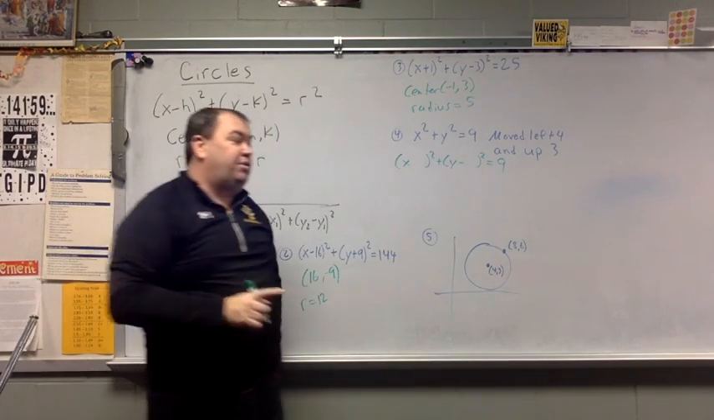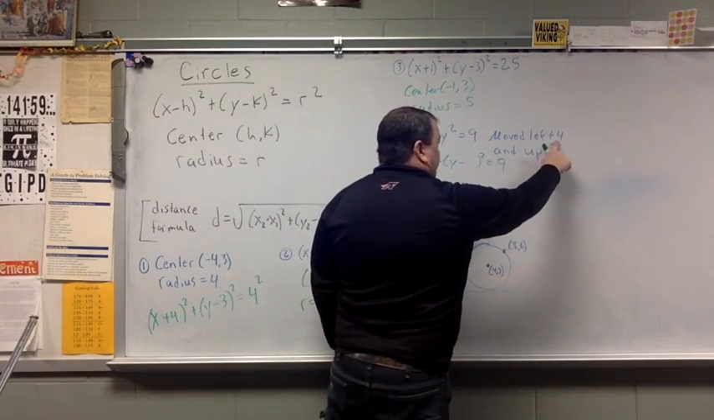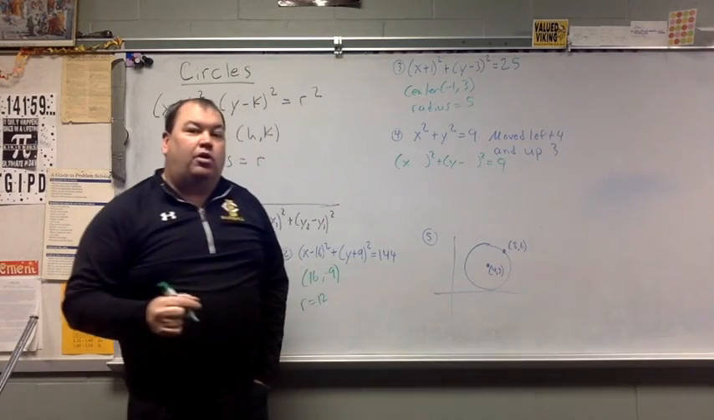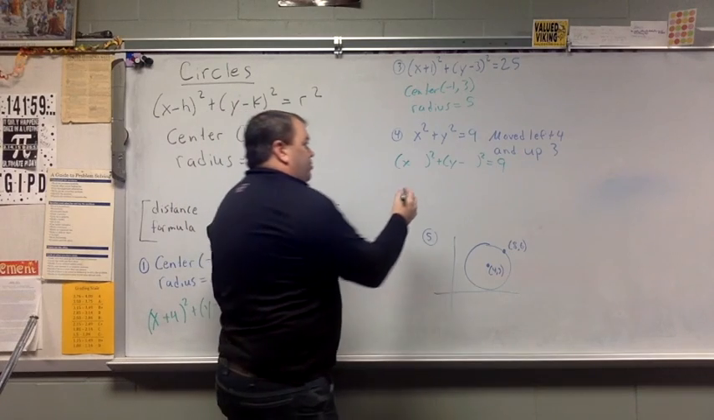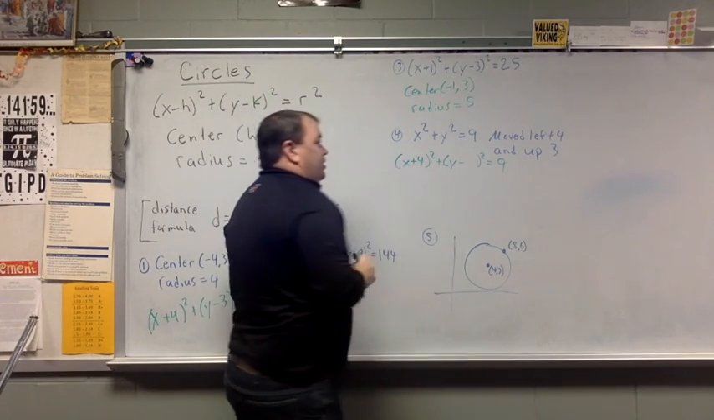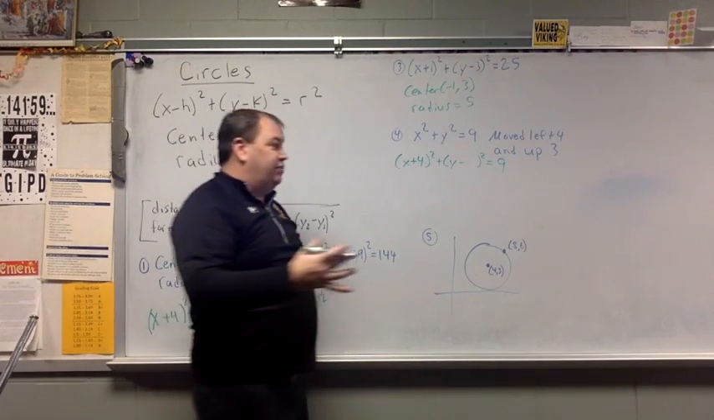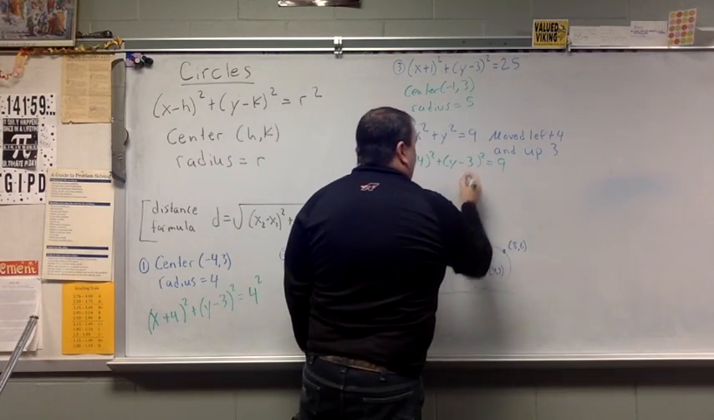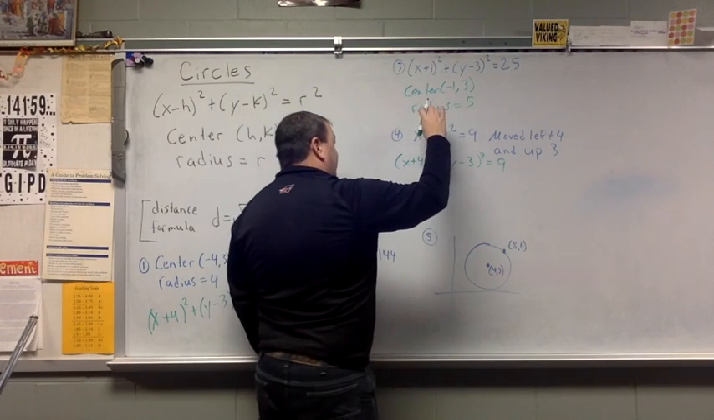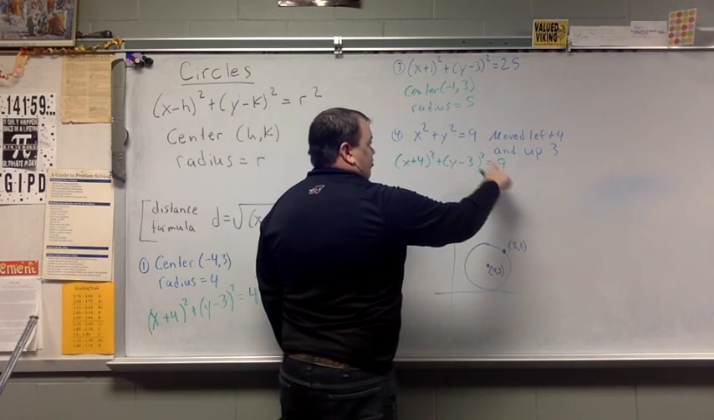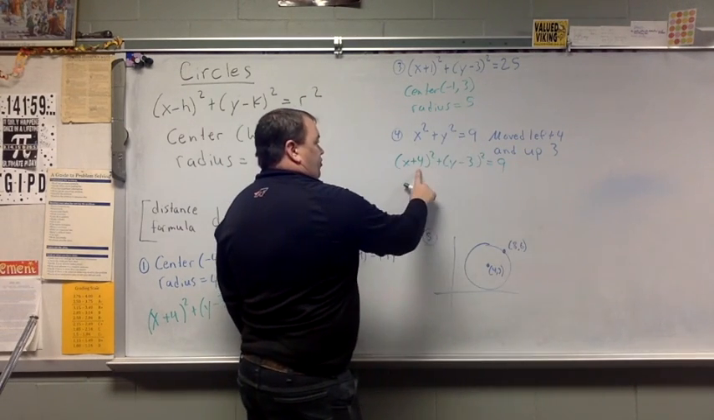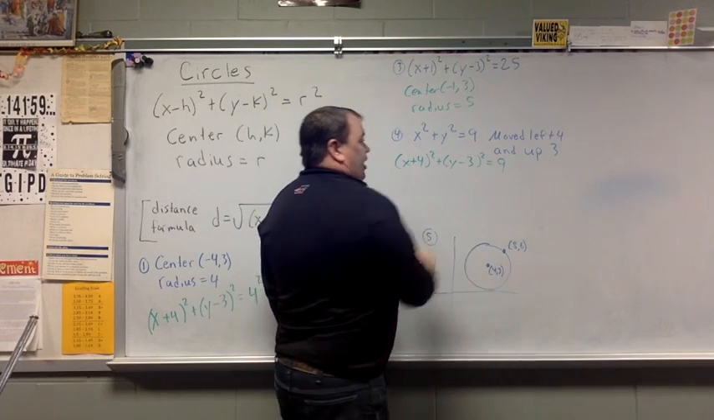Now, this is where I have to be careful. Left 4, that's a minus 4. But when I put that into my parentheses, it's actually a plus 4. And an up 3, which is positive, in parentheses, is a minus 3. So I took this same circle, same radius of 3, and I moved it left 4 and up 3.